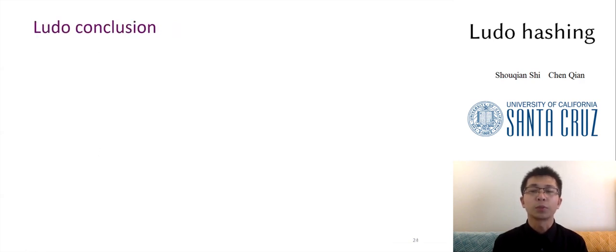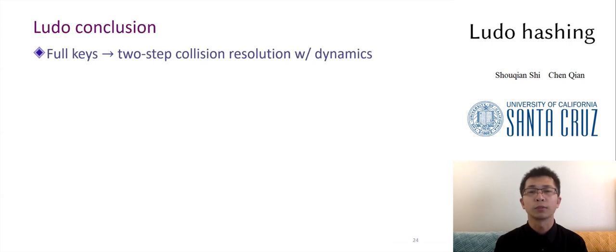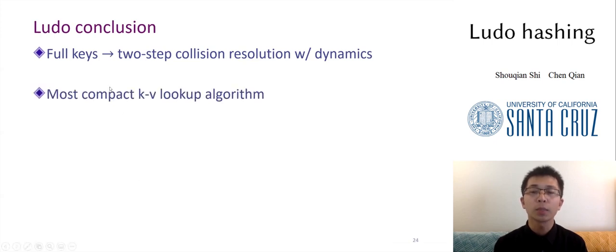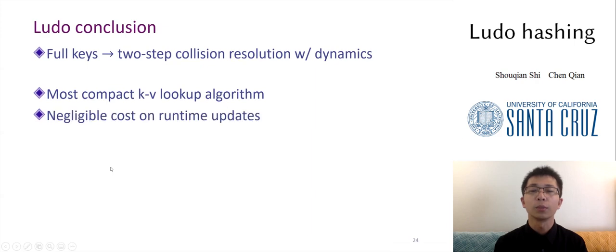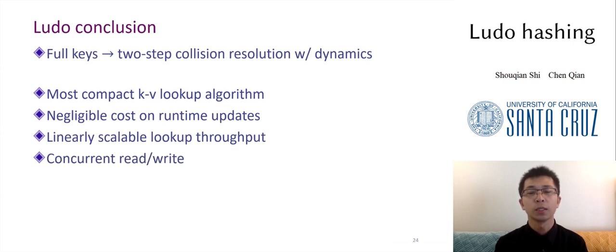As a conclusion, we propose Ludo for compact, dynamic, and fast key-value lookup for practical network systems. Instead of storing full keys to resolve the hash clearance, Ludo encodes the two-step clearing resolution for minimized space cost while still supporting post-construction updates. Ludo is the most compact key-value lookup algorithm to our knowledge, with negligible cost on runtime insertions, deletions, and value changes, and is able to scale linearly for the lookup throughput. Besides, the runtime updates can be done concurrently with the lookup queries. We believe Ludo has its advantages in many application systems.